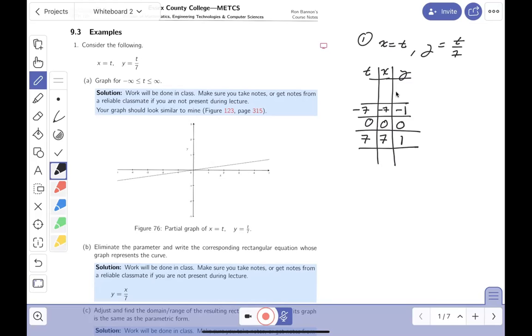If you kept doing the table, you're eventually going to get dots, and those dots are going to connect up somehow. 14 would be good. Minus 14 would be good. You get the idea. You plot the points out. What points do you plot out? 0, 0; 7, 1; minus 7, minus 1; 14, 2; minus 14, minus 2. I think if you did that, you would see that they definitely line up. That's certainly one way of doing it.